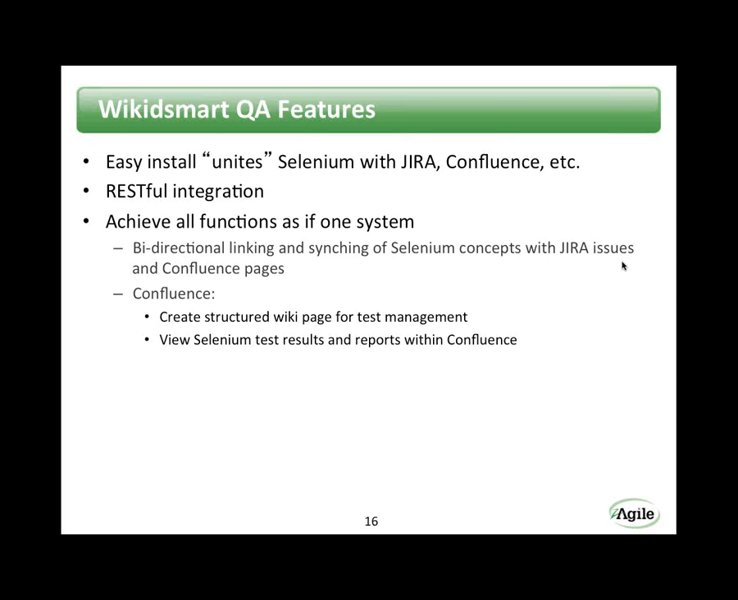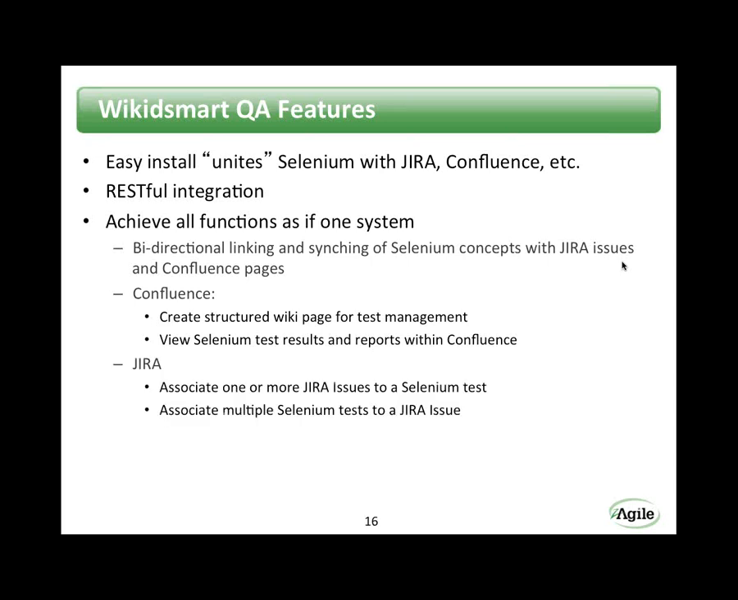Now on the Confluence side, you can create structured wiki pages for test management and then view those test results and reports within Confluence. So that can act as your dashboard if you wish. On the JIRA side, you're associating JIRA issues, one or more, to a Selenium test, and vice versa. You can have multiple Selenium tests associated to a JIRA issue. And then finally, as I mentioned before, you can report across everything, having reports and dashboards within Confluence or within whatever other GUI that you desire.